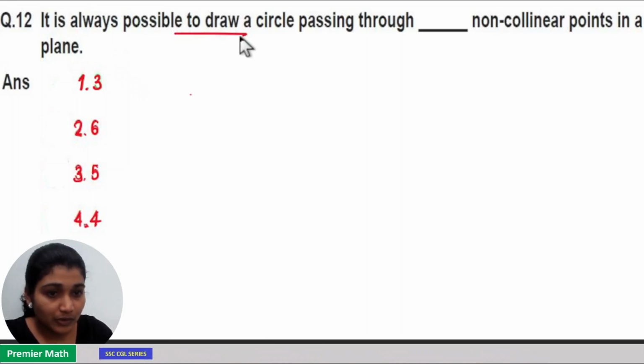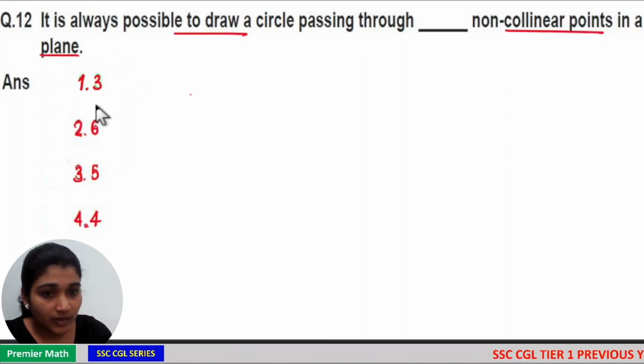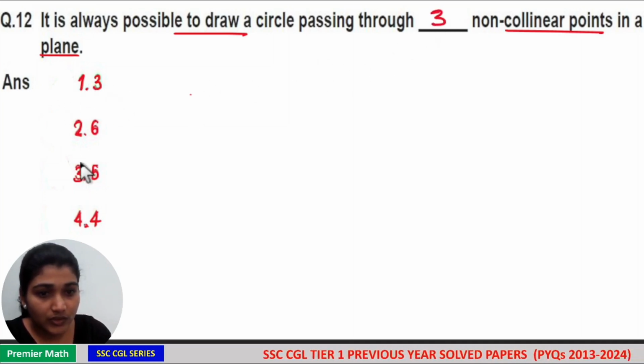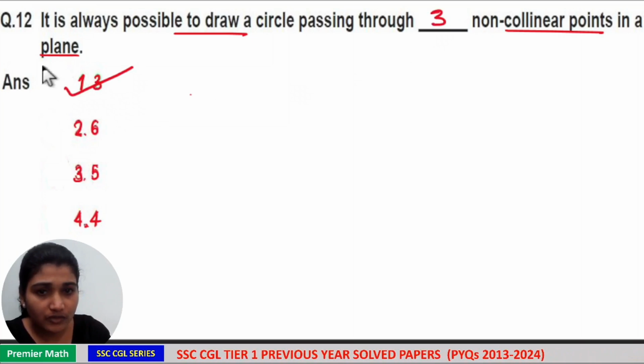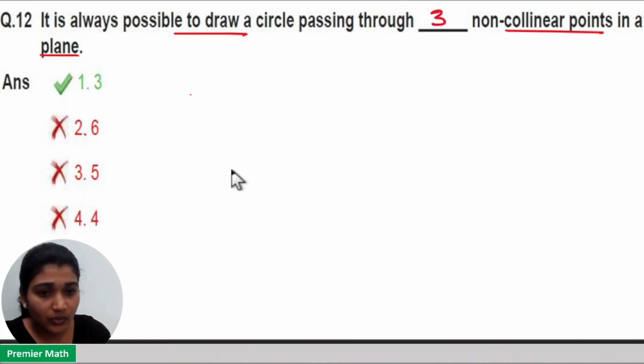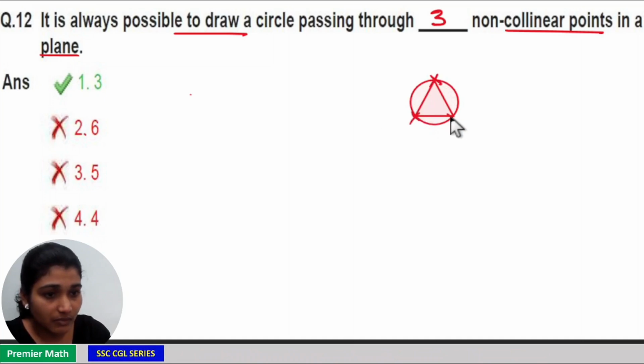It is always possible to draw a circle passing through dash non-collinear points in a plane. Here we can take 3. Here 2 is not given, so directly choose 3. Option 1 is your answer. We already know about circumcircle and incircle. Here this is circumcircle passing through 3 points.